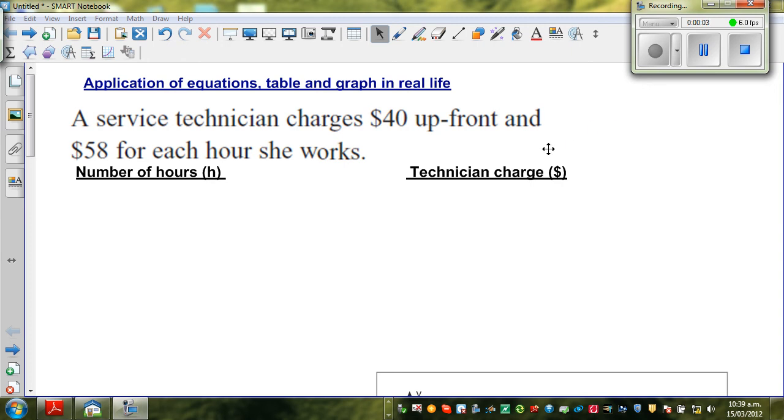Let us look at application of real life situations in math. So how problems in real life can be solved by math equations. The question is, a service technician charges $40 upfront and $58 for every hour she works. I made a column for number of hours and the technician's charge, which is in dollars.